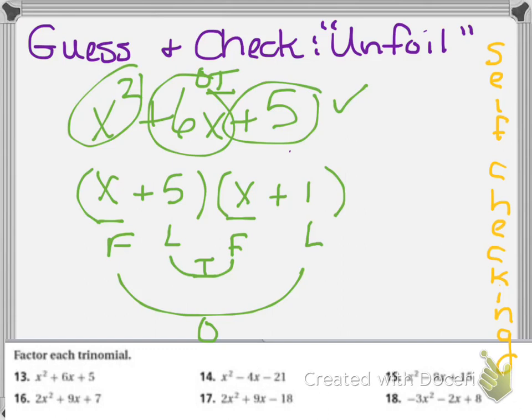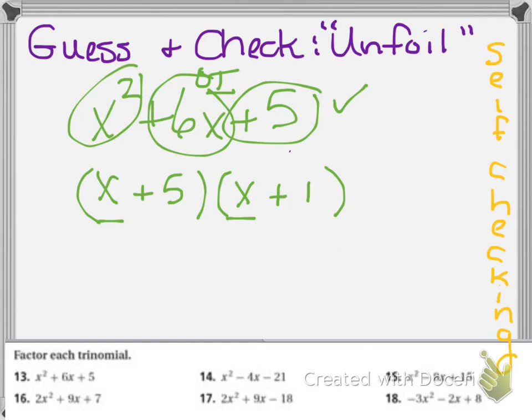Just take the binomials that you came up with and FOIL them back out and make sure that you end up with your original trinomial. So that's a very basic type of question, okay?